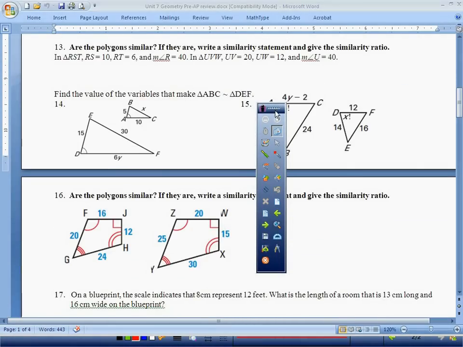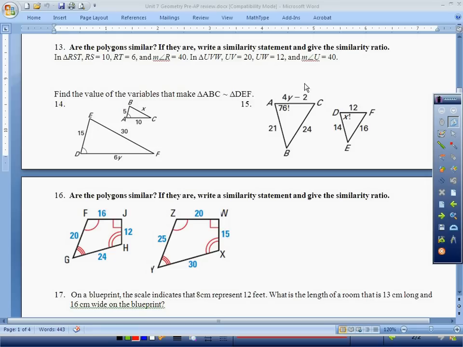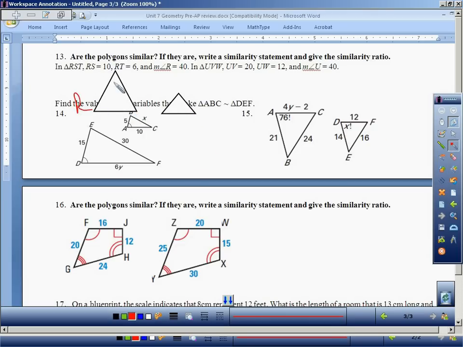In 13, I have two polygons. I'm asked to write a similarity statement if they are indeed similar. In this case, I have a triangle. If you need to draw a picture, it would certainly help. So I have two triangles. We'll call this R, S, T, and this one would be U, V, W.